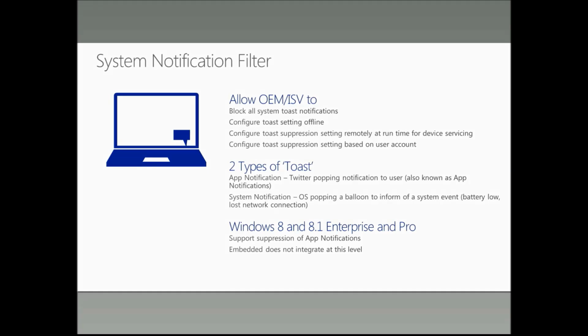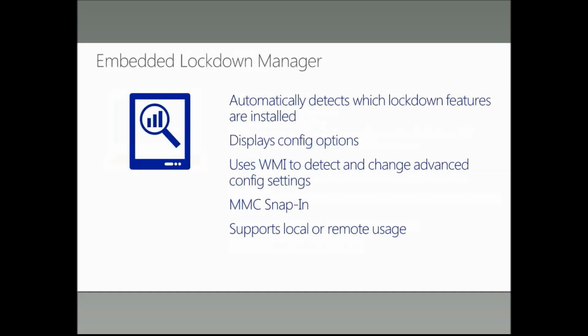Next slide, please. So next slide is just a list of features that the embedded lockdown manager, which we briefly talked about, can provide. It's an MMC snap-in. It's fairly self-explanatory. It of course detects all the lockdown features installed in one device. One thing that I want to point out in that slide is that of course it works locally on the device, but it also works remotely. So if you have a number of devices in your LAN, in your intranet, you can control the lockdown features through the MMC snap-in remotely. Next slide, please.